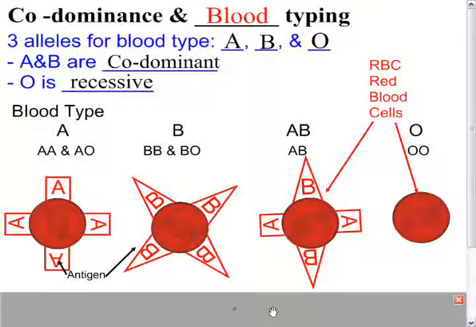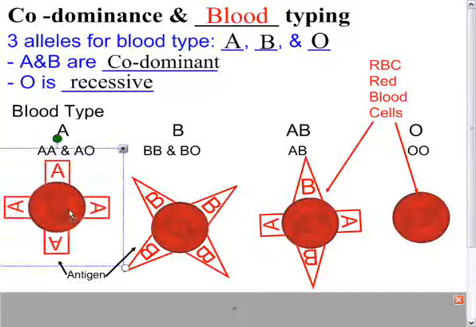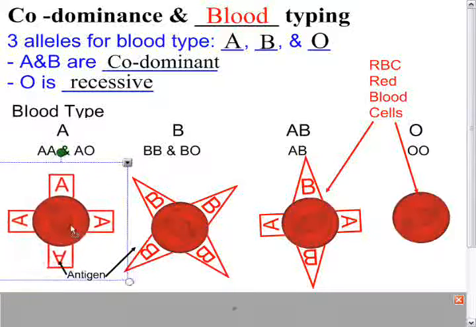If you are type A, then you have A antigens on your blood. We don't need to be concerned exactly what an antigen is, but it is something that your body attacks if it is foreign. If you have blood type A, it's not foreign to you, and your body won't attack it.